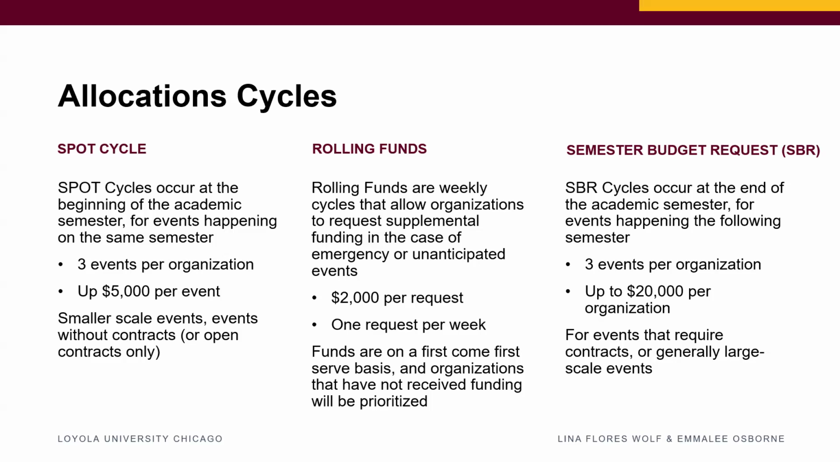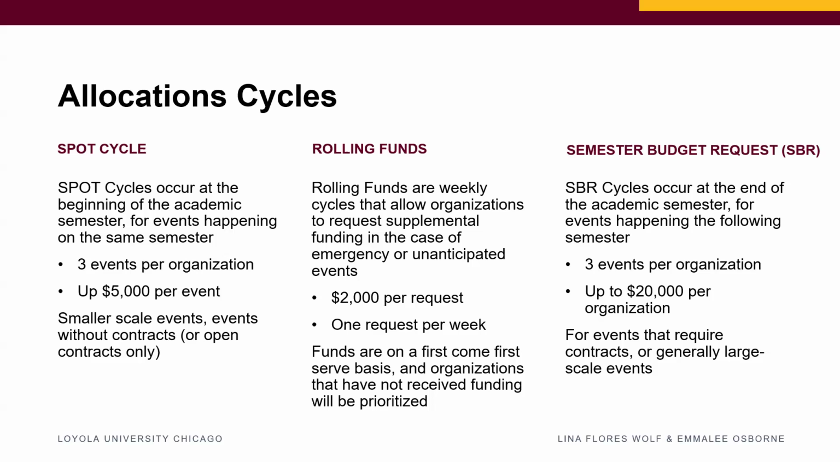This again is for anything that pops up. For example, if an event is already happening and the organization realizes that they actually need additional funding, you can utilize rolling funds to do that. Also, if something happens in the world that pertains to your student organization and you want to have a last minute event that you obviously did not plan for a semester before, you can utilize this request as well. What is important to note is that these funds are on a first come, first served basis. And we do prioritize organizations that have not received funding, just to make sure that they have additional opportunities to receive funding if they have yet to receive any.